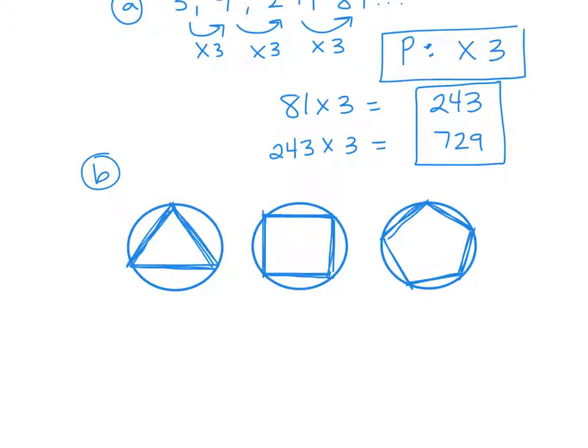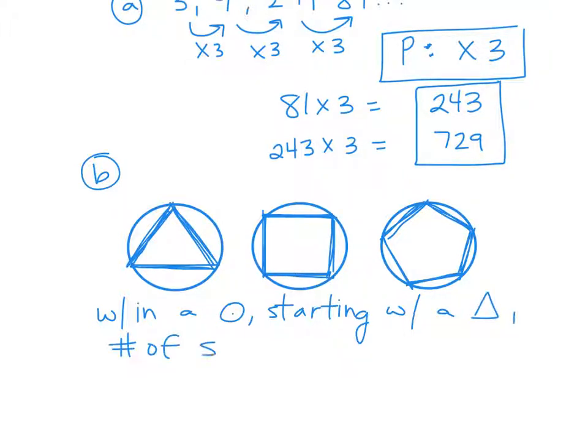Okay, so the number of sides is being added by 1 for what? What else is part of this setup? In a circle, right? So we have a polygon inside of a circle, starting with a triangle where the number of sides increases by 1. Okay, something like that. So we'll just say within a circle, starting with a triangle, the number of sides increases by 1.